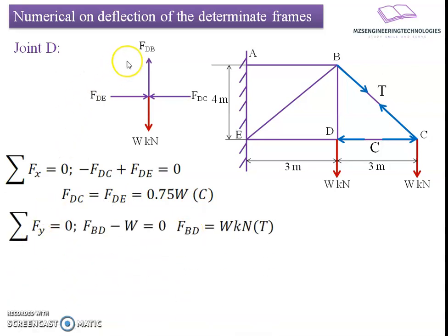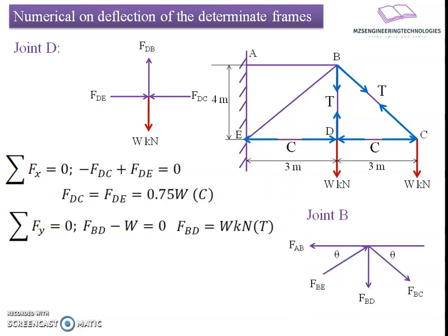If I apply summation for vertical forces, it results into a relation FBD minus W equals 0. From this we can say FBD equals W kilonewton tensile in nature. This vector I will put on the diagram, showing the action in the member forces. Here the member forces will be tensile in nature in case of BD, whereas it will be compressive in nature in case of member DE.